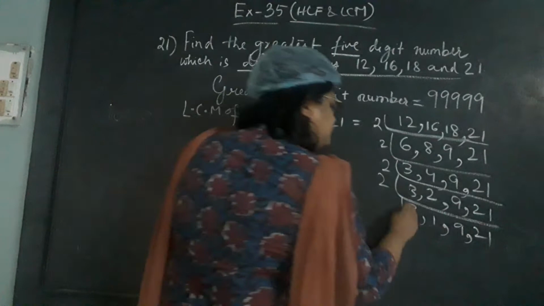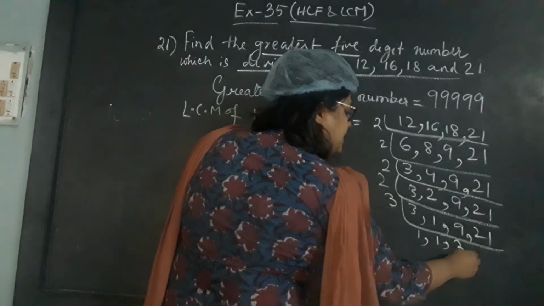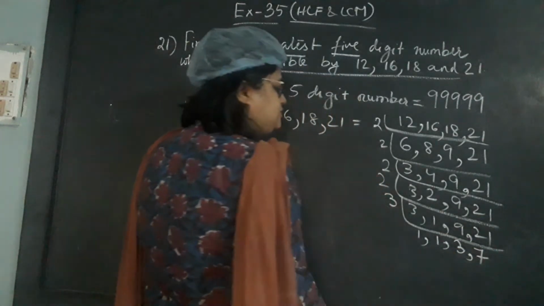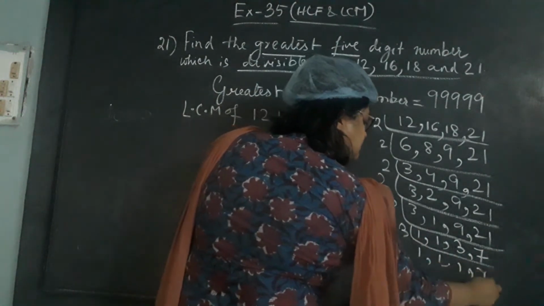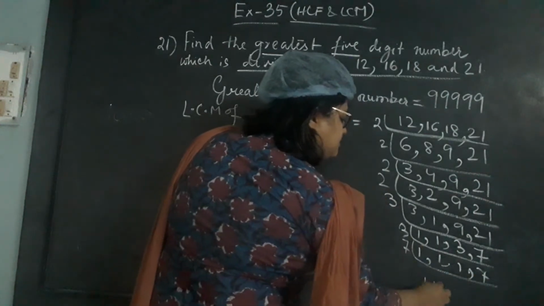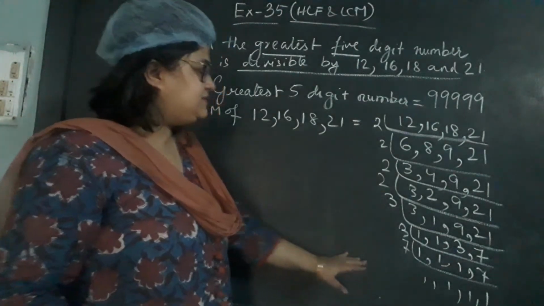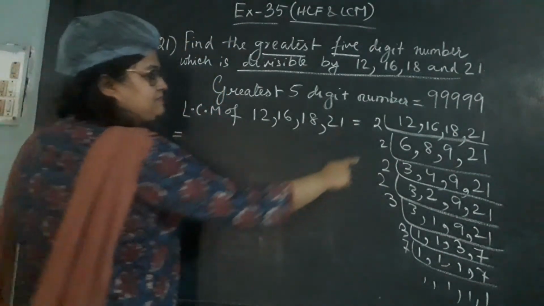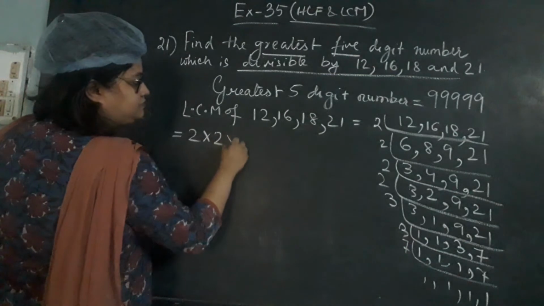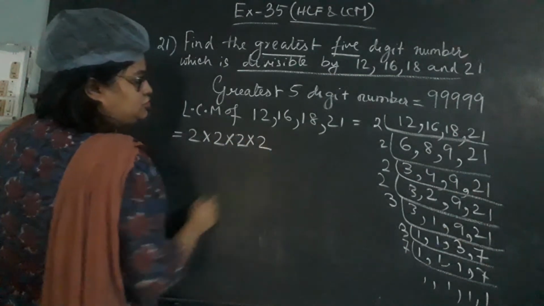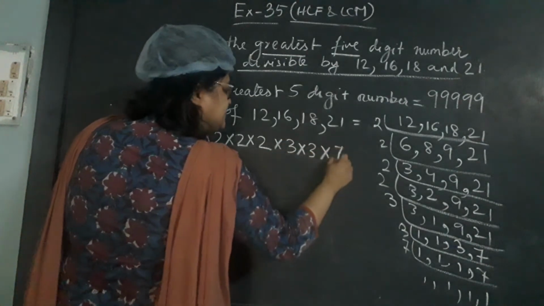So we can start off with 3. So 3 ones are 3, 3 threes are 9, 3 sevens are 21. Again with 3, and last we will divide with 7 because 7 cannot be divided by any number. So how will we calculate the LCM? We will calculate the LCM by multiplying all the numbers we got over here. That is 2, 2 is coming 4 times, into 3 into 3 into 7.